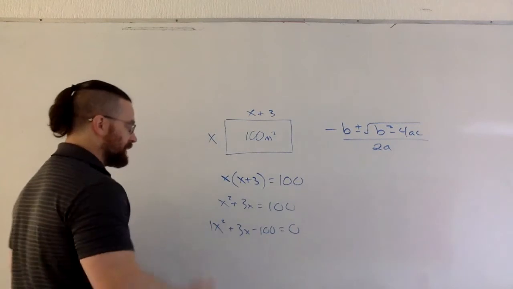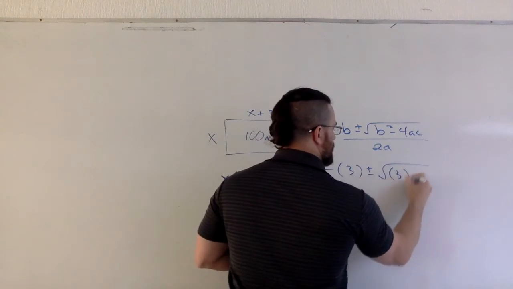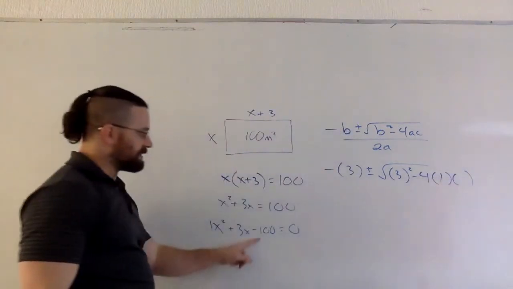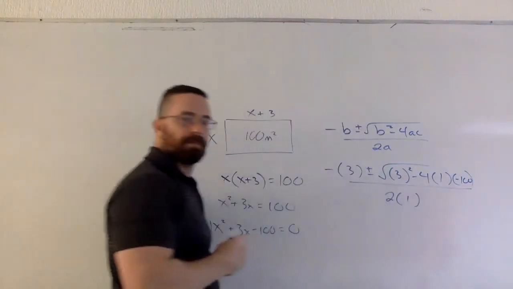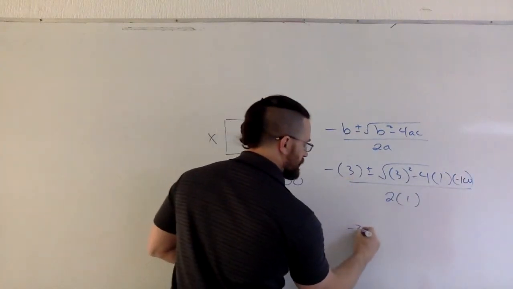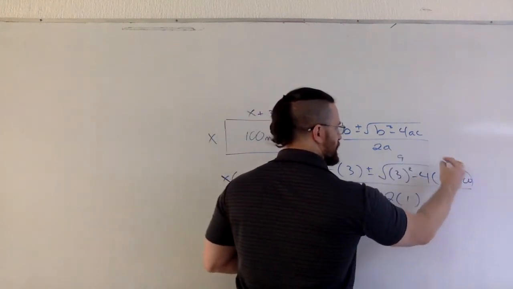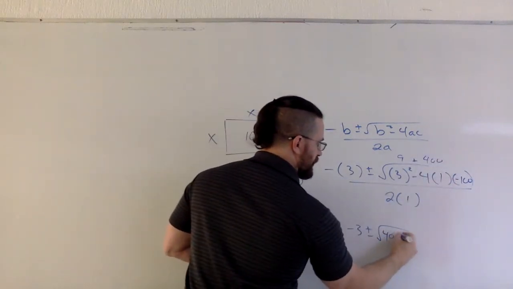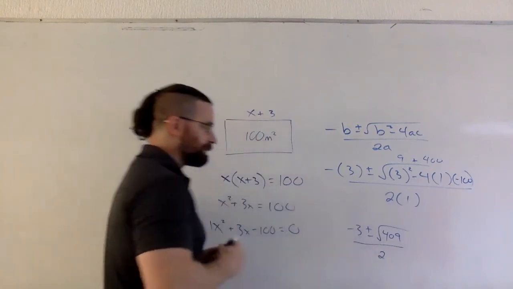Let's go ahead and plug the points in. So that's going to give me negative 3 plus or minus the square root of 3 squared minus 4, my a again is 1, and my c is negative 100, all over 2 times a, which is 1. So let's go ahead and simplify the inside. Here on the outside, I'm just going to have negative 3 plus or minus the square root of 3 squared, which is 9. 4 times 100 is just going to give me 400, and a negative times a negative makes plus. So I'm going to get plus 409, or positive 409, all over 2 times 1 is 2.